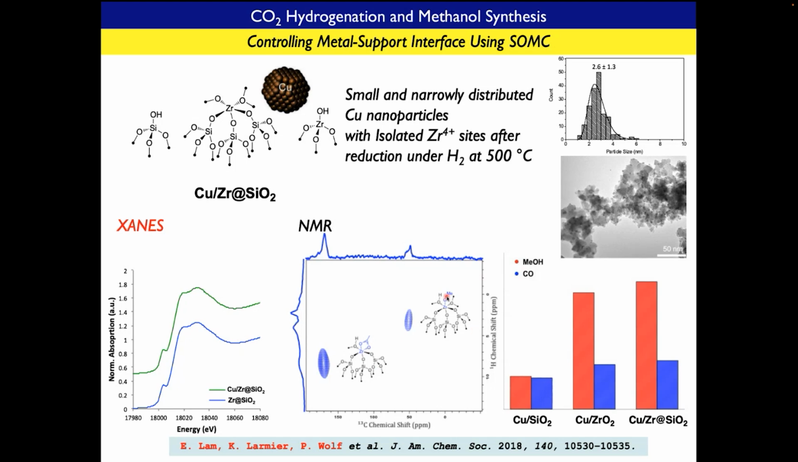And we could also see this reaction intermediate like on zirconia. So we can show that indeed we don't need zirconia per se, but we actually need some Lewis acid site at the interface with our copper nanoparticle.